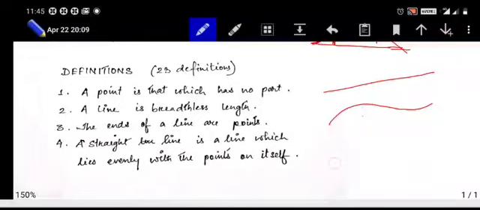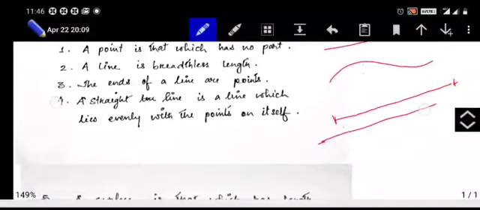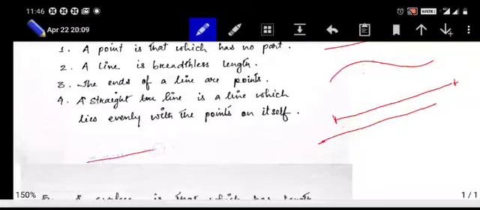Now, if you want to draw a line, you will start from a point, then you go on, and when you end, again you end in a point. So these two end points are points. You are starting from a point and ending in a point. Same for a curve also. Now what is a straight line? In the definition given, a straight line is a line which lies evenly with the points on itself. That means one point will be above in this way, so it will form a straight line.